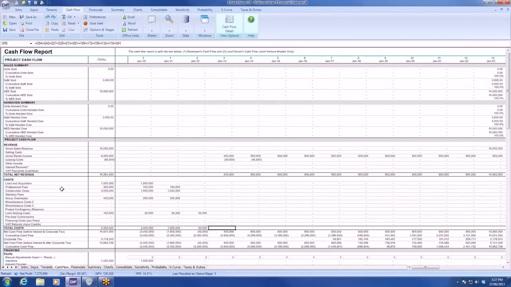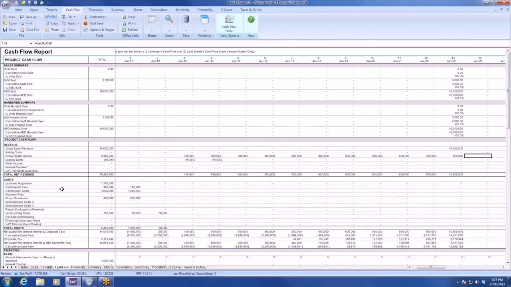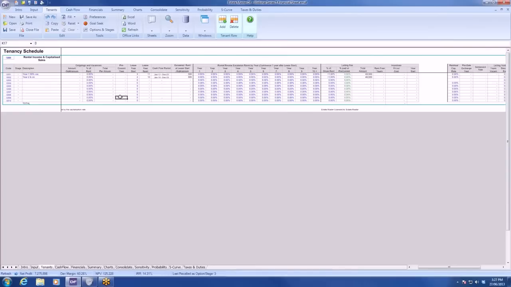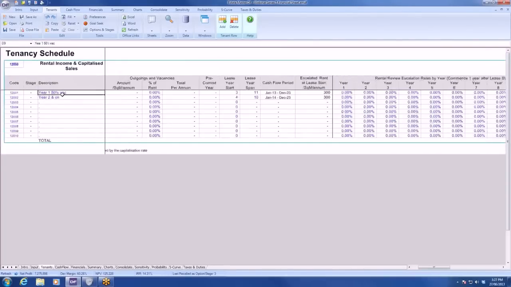But instead of selling the property in year 3, we're choosing to rent it out. We rent it out in the first year at 50%, and then it is a stable rent. And then finally, at the end, we capitalise it at 8% to sell it for $10 million. So that's the cash flow, and I'll just make that a bit bigger for you, that's reflected in the tenancy schedule.